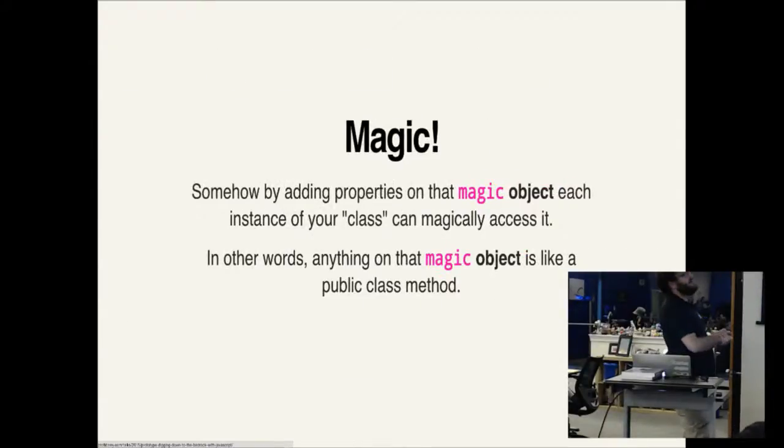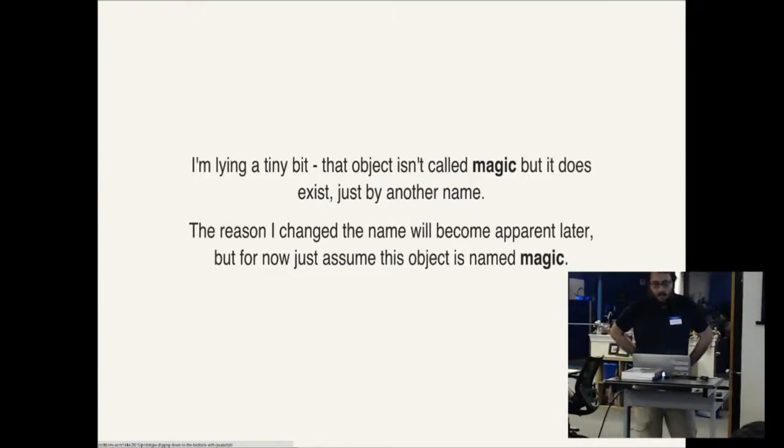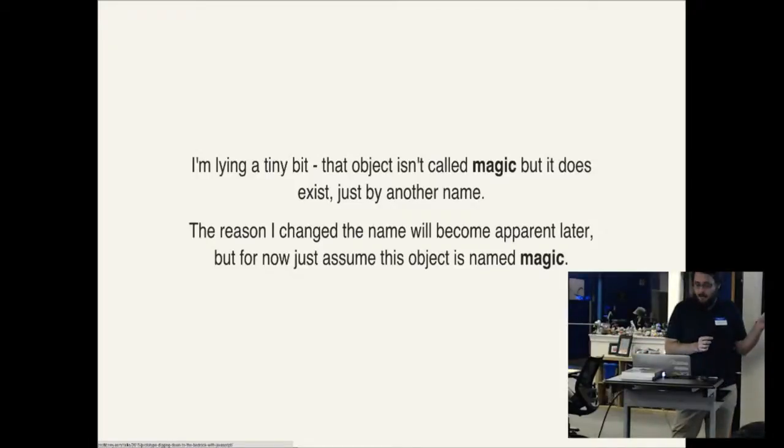So the takeaway is that somehow, by adding properties on this magic object, our class instances were able to access it. In other words, like I was saying before, it's kind of like a bucket to put public class methods on. So the truth is I'm lying. That object isn't called magic, but it does exist, just by another name. And I changed the name to hopefully make this talk more coherent. And hopefully by the end, you'll understand why I did that. I'll explain what it actually is called later, but I just don't want to confuse everyone right off the bat.